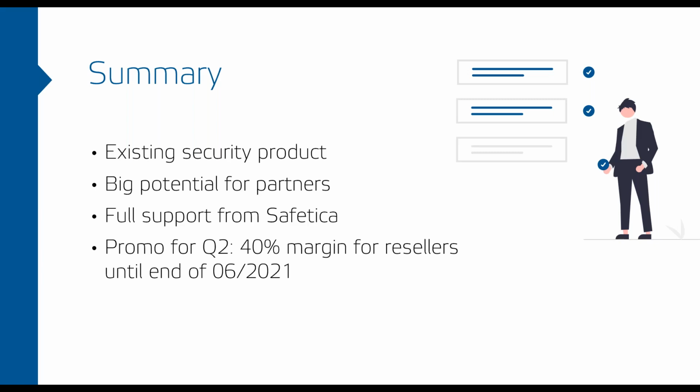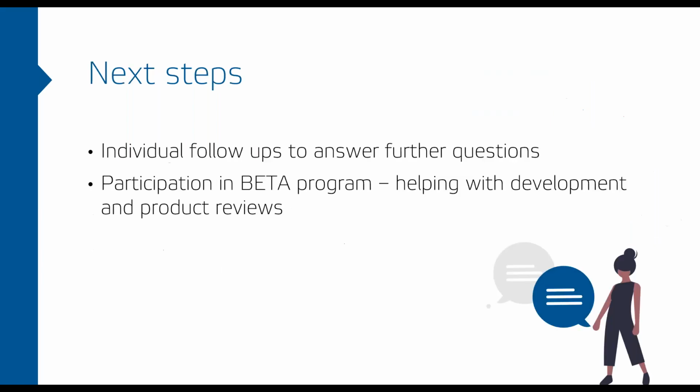And then finally, for Q2, we prepared a little promo, which means that instead of the 30% I've been mentioning on all the deals for Safetica Next which you'll close in the upcoming quarter, so from the beginning of April till the end of June, you'll actually get a 40% margin on these deals. So we hope that's a nice benefit to help you bring this product to the market and be appropriately rewarded for it.